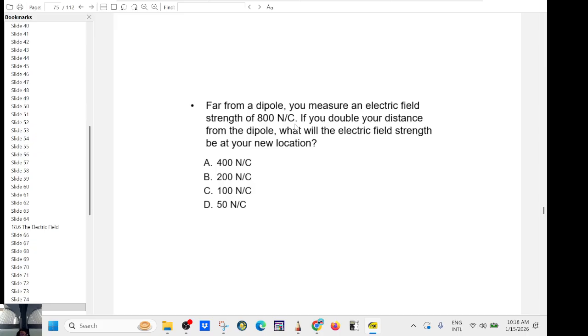you double the distance, and we suppose it's far away because the dipole is very small, so very far away. What's going to be the electric field? See? So it goes as 1 over the distance to the third. So 2 times 2 times 2 is 8. So 800 divided by 8 is 100. So the answer is C. Okay, so typical conceptual question. A dipole field decreases as the distance cubed.